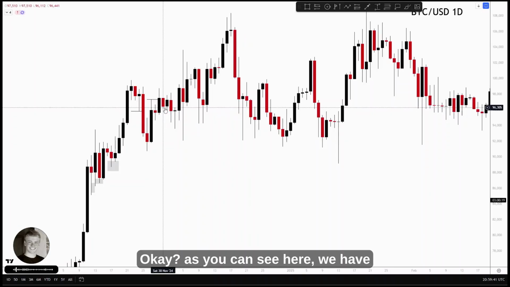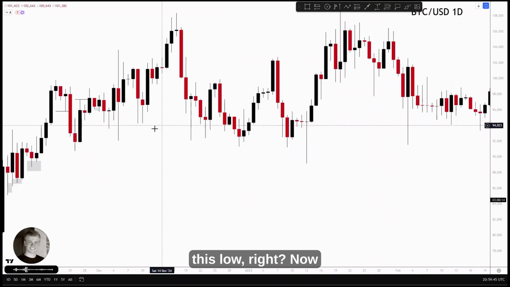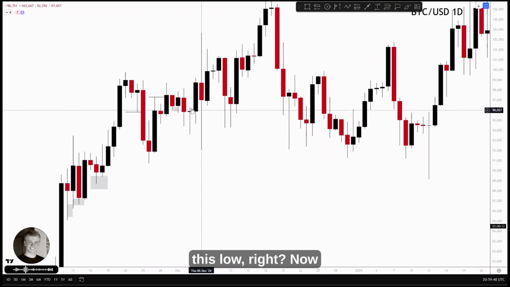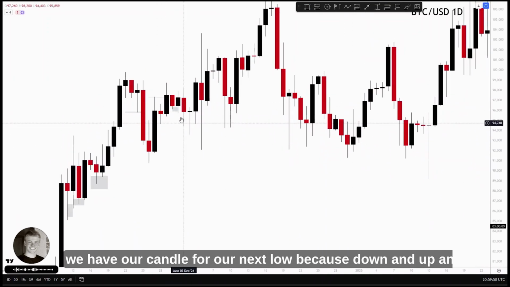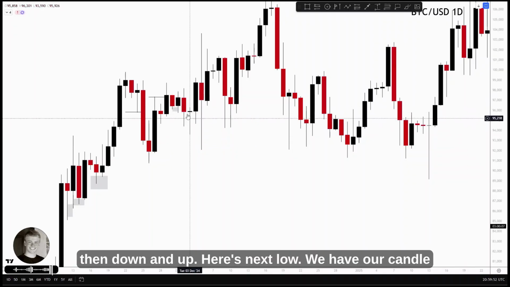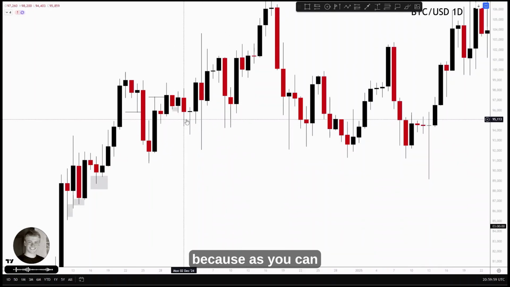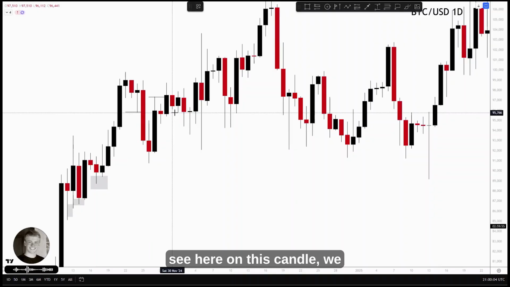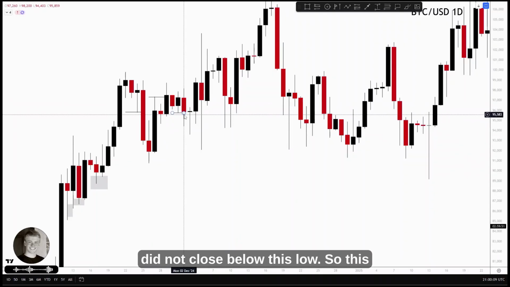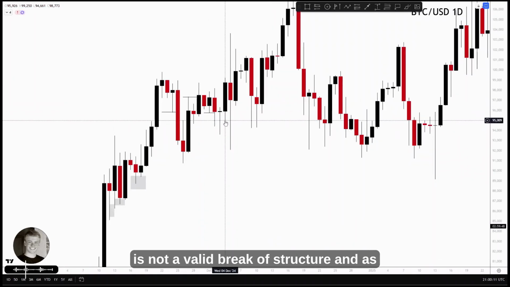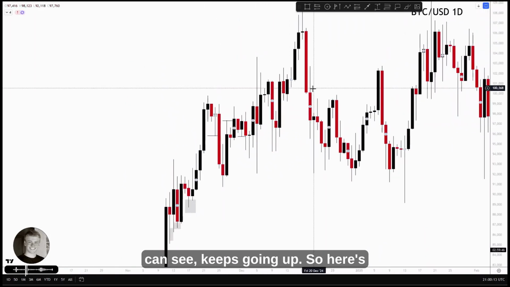Because as you can see here, we have this low, right? Now we have our candle for our next low, because down then up, and then down then up. Here's our next low. We have our candle wick that comes down below this low, but this would not be a valid break of structure because, as you can see on this candle, we did not close below this low. So this is not a valid break of structure. And as you can see, it keeps going up.